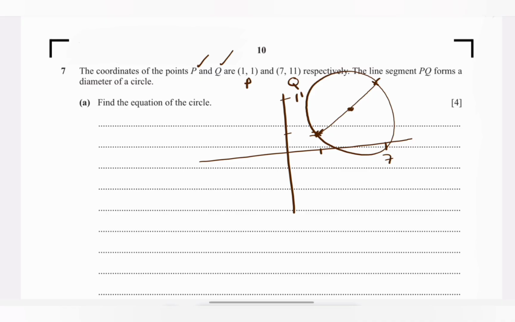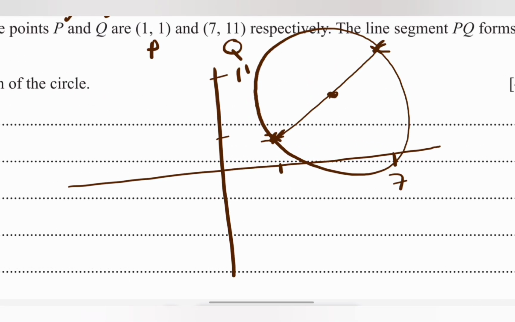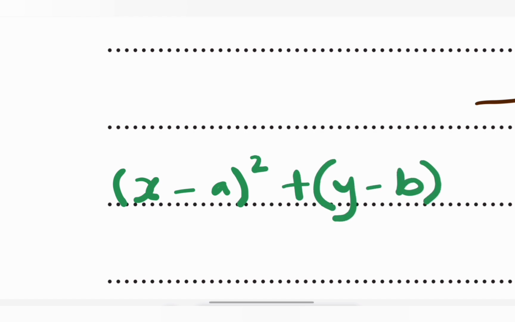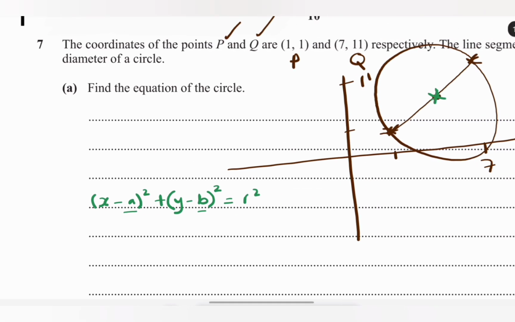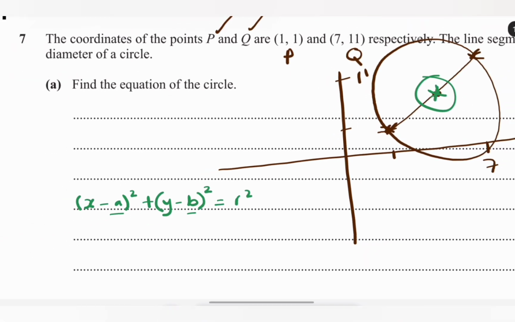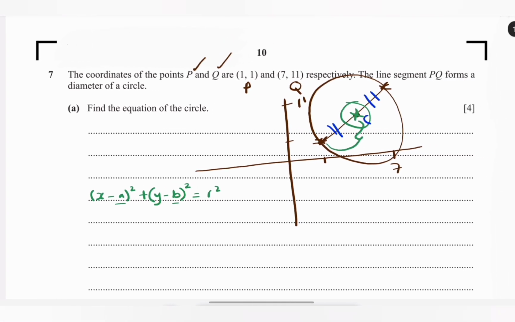To get the equation, we will get the center first. And why are we getting the center? We know the general form of the equation is (x minus a) squared plus (y minus b) squared is equal to r squared, and our a and b are the coordinates of the center. So we're going to try and get the coordinates of the center first, then we use the coordinates of the center and one of these points P and Q to get the r part. In doing that, we can see that the center is the midpoint of the line segment PQ.